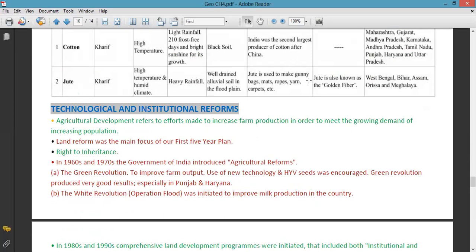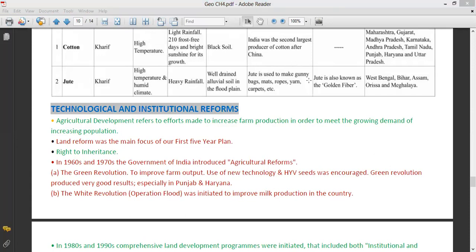Apurva, one doubt. Sir, non-food crops like rubber cannot be used as cattle feed. No, no. Rubber cannot be eaten by anyone. Yes.